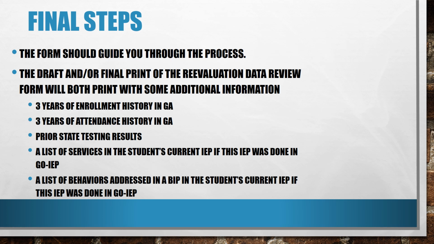As a final reminder, this slide completes the reevaluation process options for A, B, and C, and we will indicate next steps in GO-IEP. The form should guide you through the process. The draft and final print of the reevaluation data review form will print with some additional information to include 3 years of enrollment history in Georgia, 3 years of attendance history in Georgia, any prior state testing results, a list of services currently included in the student's IEP, if it was done in GO, and a list of behaviors that are addressed in a student's behavior intervention plan, if it is currently done in GO.